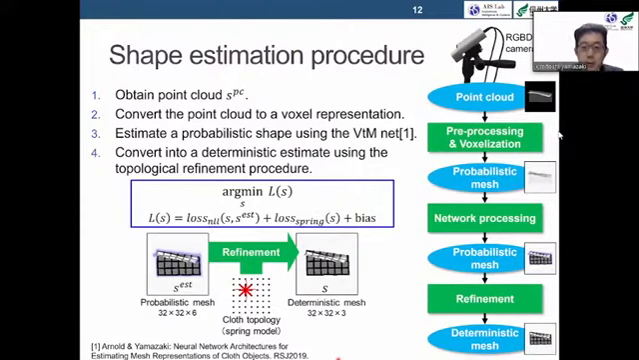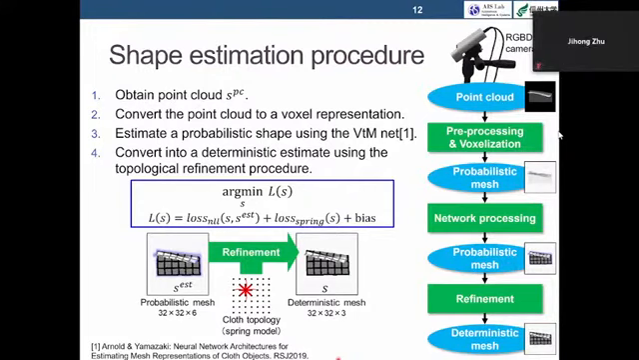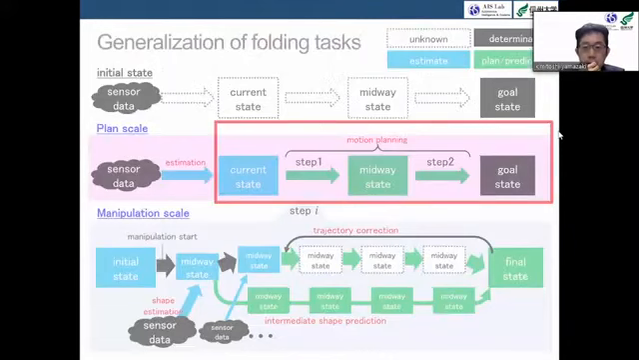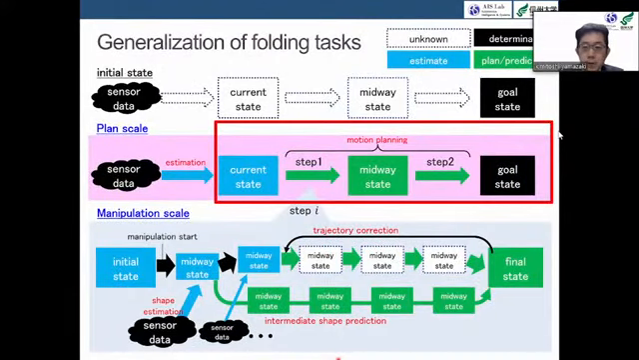Finally, we derive a deterministic estimate using a topological refinement procedure. By minimizing the vertex positions' negative log-likelihood, we ensure consistency with the observed shape. By minimizing a topological loss, we improve the realism of the estimated shape. Next, I will give a specific explanation of the planning scale here.